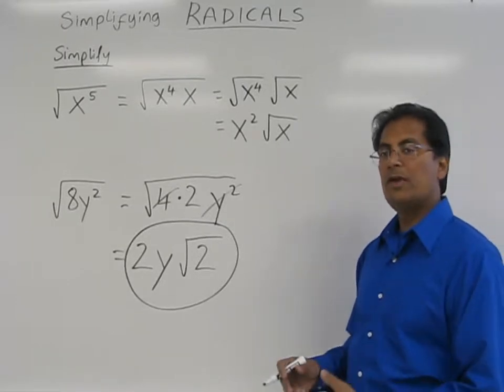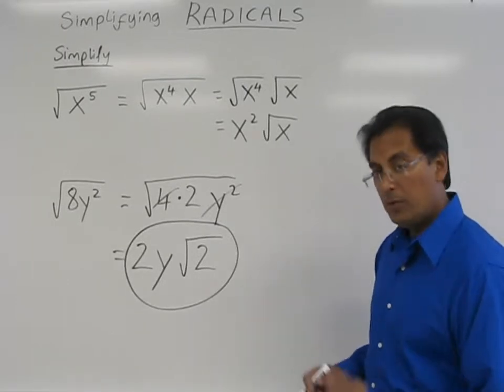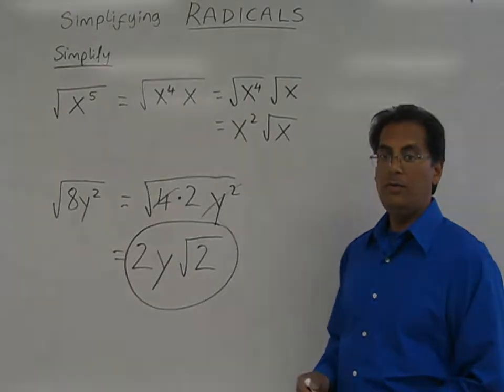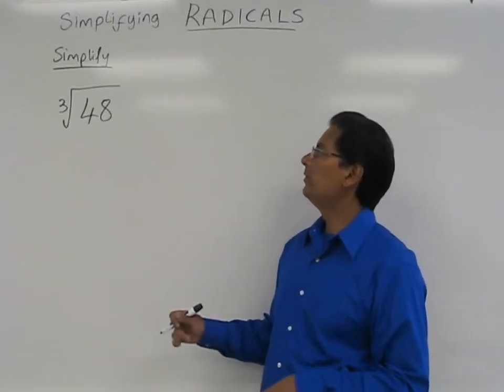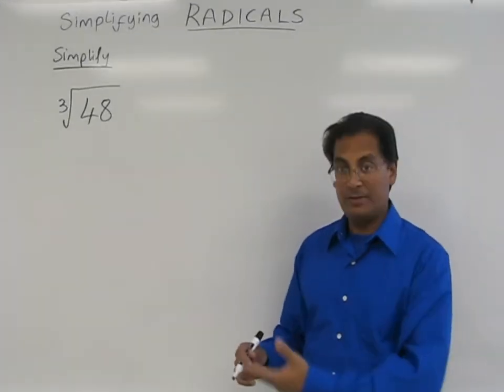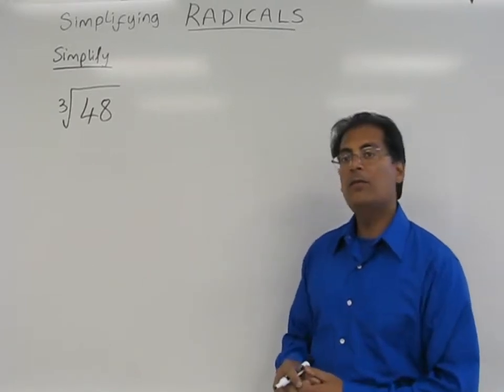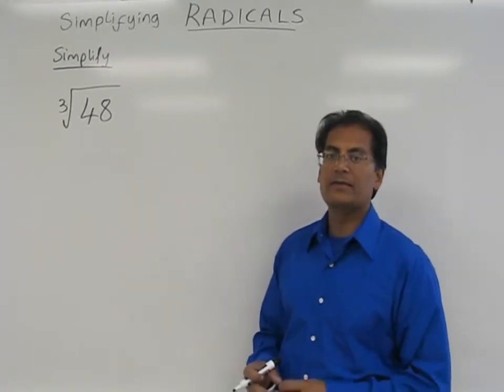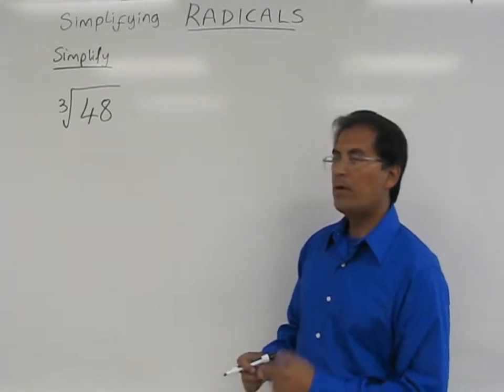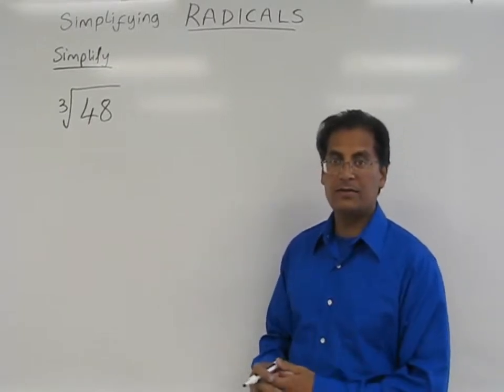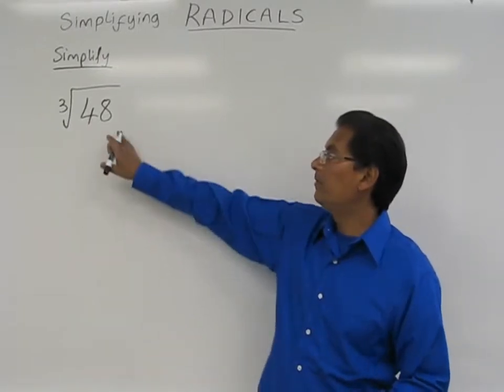Let's take some more examples where you can have cube roots and you can simplify cube roots. So here we want to take the cube root of 48. We want to simplify that cube root. And now we have to look for perfect cube factors. Before, when we were doing square roots, we looked for perfect square factors of the number. Now we're looking for perfect cubes.